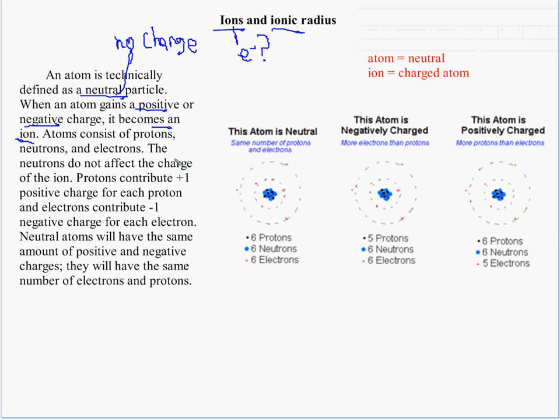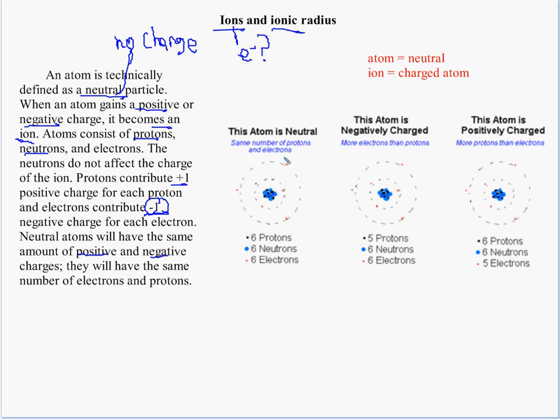Atoms consist of protons, neutrons, and electrons. Protons and neutrons are in the nucleus, electrons are in the shells. The neutrons do not affect the charge of the ion, because neutrons have no charge. Protons contribute a +1 positive charge for each proton. Electrons contribute a -1 charge for each electron. Neutral atoms will have the same amount of positive and negative charges. They'll have the same number of electrons and protons.